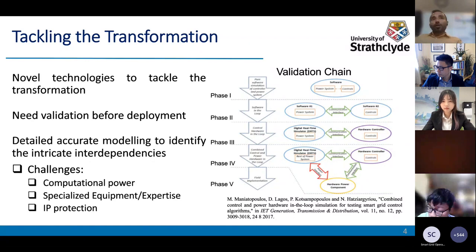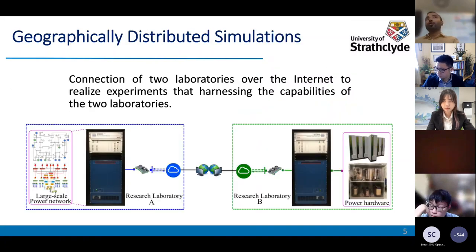Now, in order for us to meet this requirement of detailed modeling, we require a lot of computational power, and this is a challenge. Also, we require a lot of specialized equipment and expertise. Again, this is always a challenge for one particular research laboratory. And many times, there is also a question of IP protection involved. Many of the industrial partners are not happy to share their models or their controllers for validation with other laboratories. This is what has led to the establishment of geographically distributed simulations as a concept.